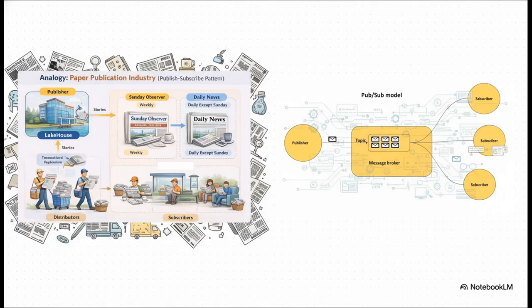This is perfect. It shows you the direct one-to-one mapping. On the left, you've got the newspaper world. On the right, the tech diagram. The publisher is the publishing house. The topics are the different papers, like daily news. And the subscribers, well, they're still the subscribers. The only new player here is that central hub, the message broker. That's the distribution network, all the delivery trucks and newsstands making sure the right paper gets to the right person.